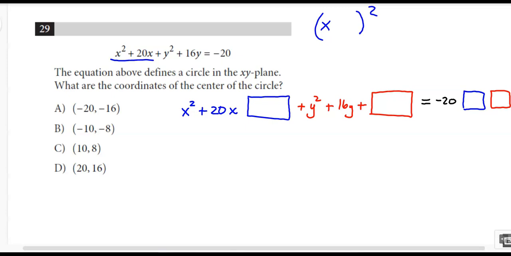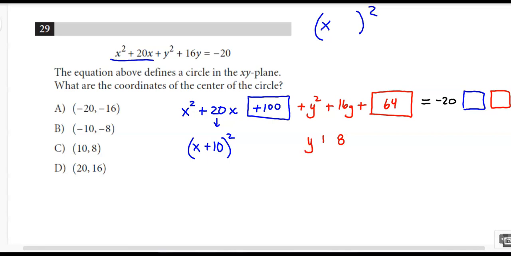So let's get after this. So how you complete the square. Basically, you take this number in front of x, you cut it in half, and then you square it. All right? So you cut it in half, and then you square it, which 10 squared is going to be 100. And then over here in the red, I'm going to cut this number in half, and then I'm going to square it, and I get 64.